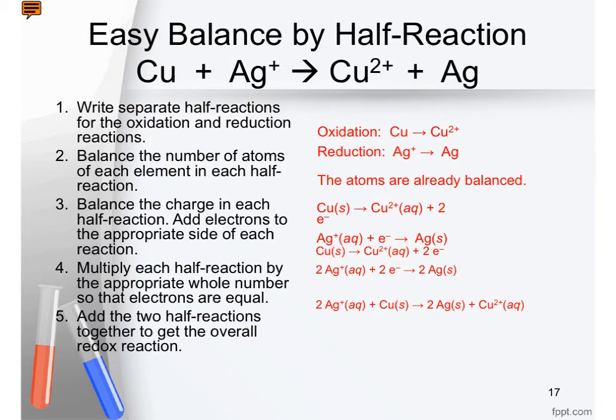I always kind of liked redox. They're a little bit like a puzzle. They can get very tedious and you have to be careful, but they are kind of like a puzzle. Here's a very easy example, and then I'll do one a little harder.